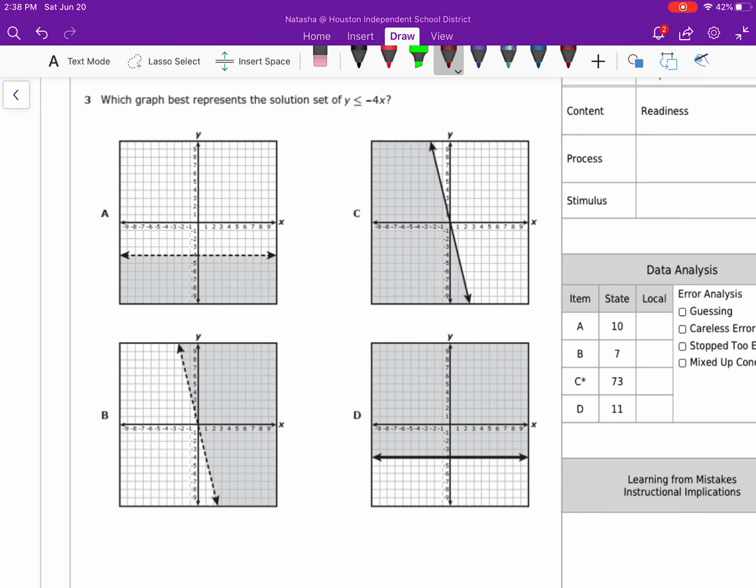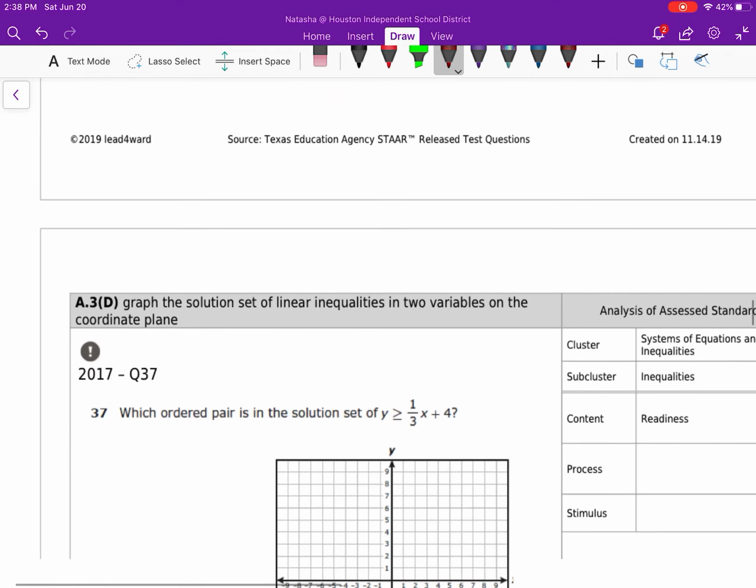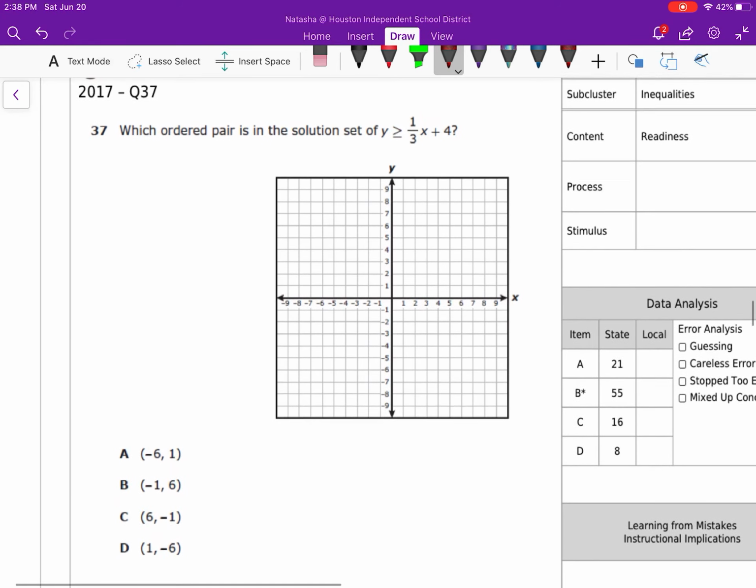We have this equation. So it's a solid line, so that's going to eliminate A. That's going to eliminate B. Really, this one's really easy. You don't have to do a whole lot of work. This is not a horizontal or vertical line. D showing a horizontal line, so D is definitely not the answer. So just by process of elimination, it has to be C.